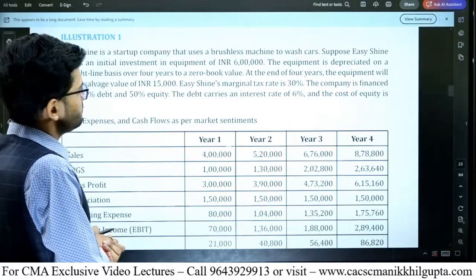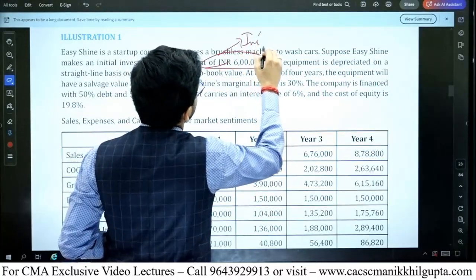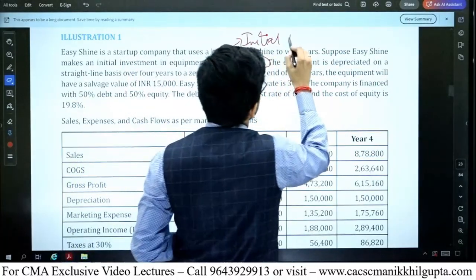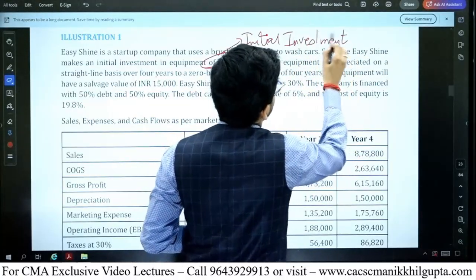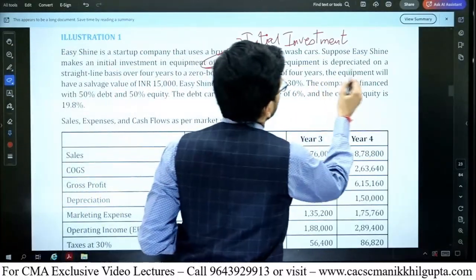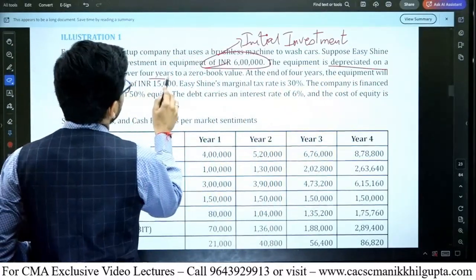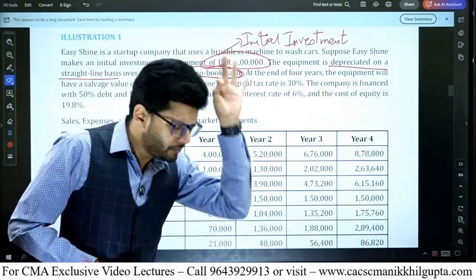Suppose Easy Shine makes an initial investment in equipment of 6 lakh rupees. This is the initial investment. This is the cash outflow. Cash outflow is INR 6 lakhs. The equipment is depreciated on a straight line basis over 4 years to 0 book value. Very, very important point to be considered over here.